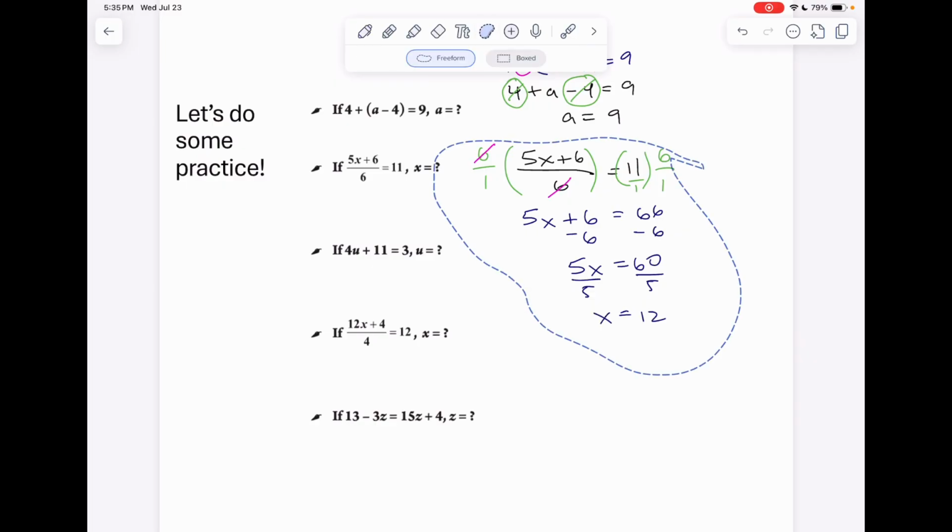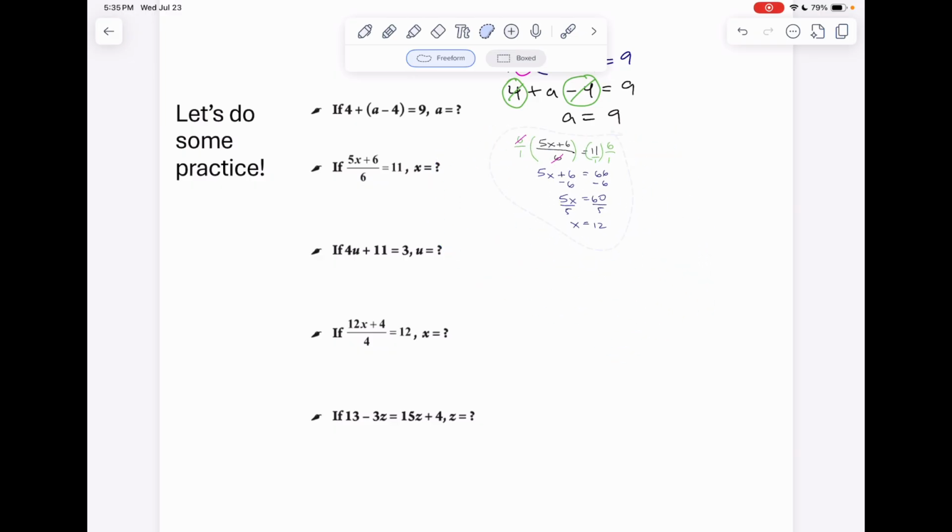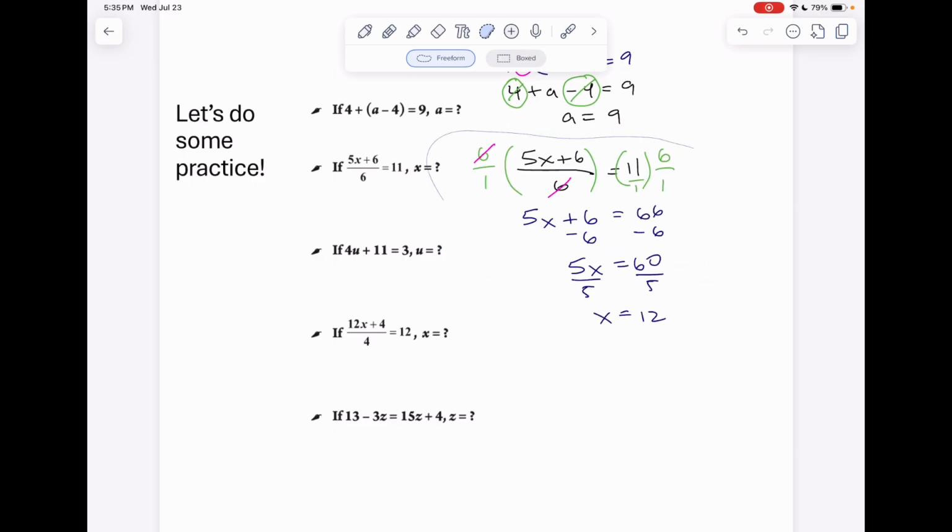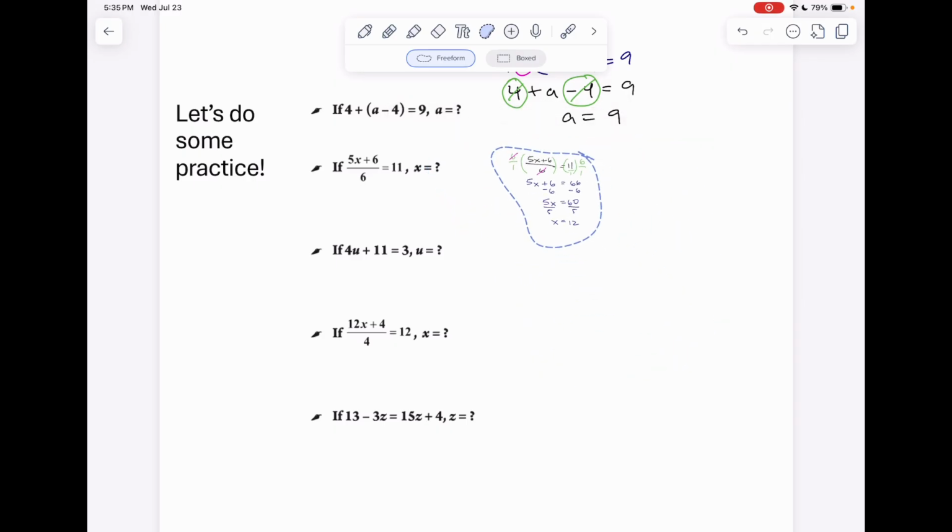Because that was rather a chunky problem, let's try that one on Desmos and make sure that we get the same thing. Why is it not getting smaller? Let's try that a little bit better. There we go.